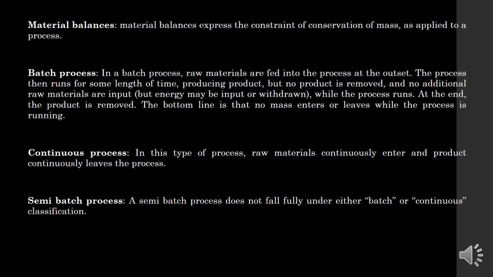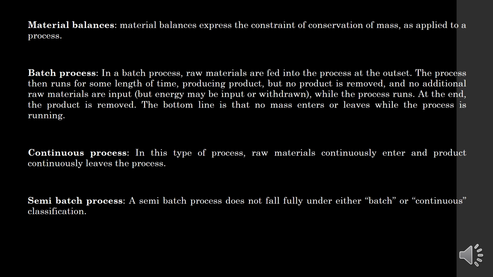Next, we'll see about the material balance. What is material balance? Material balance expresses the constraint of conservation of mass as applied to a process. Then, batch process. We have three main types of processes. One is batch process. In a batch process, raw materials are fed into the process at the outset.